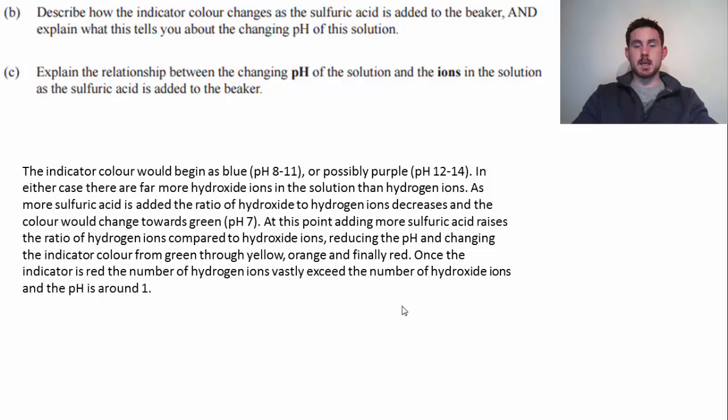which would reduce the pH below 7, and the indicator color would go through from green, yellow, orange, and red. And no matter how much sulfuric acid you add after the indicator has turned red, you're still going to have a red color to the contents of the beaker. And once the pH has dropped below 7, then you've exceeded the number of hydroxide ions with hydrogen ions. So there's more hydrogen ions than hydroxide ions once the pH is less than 7. Okay.